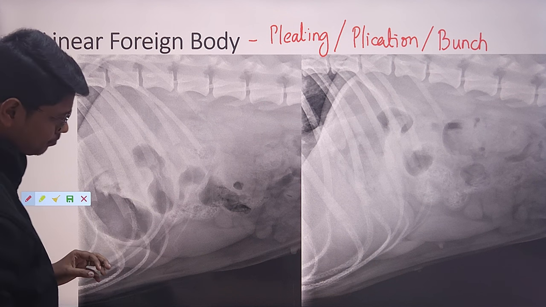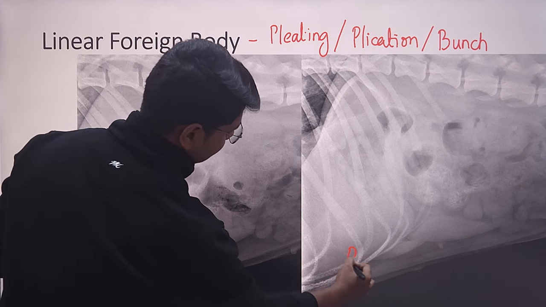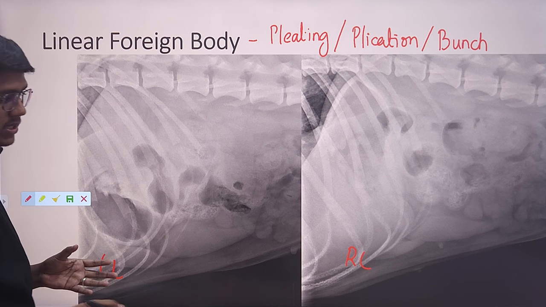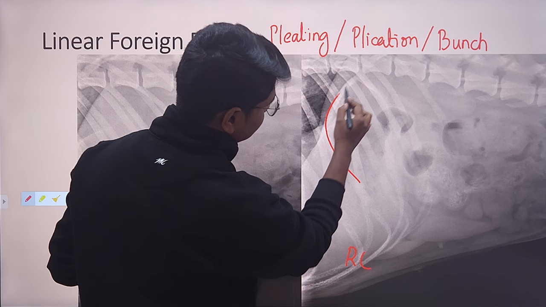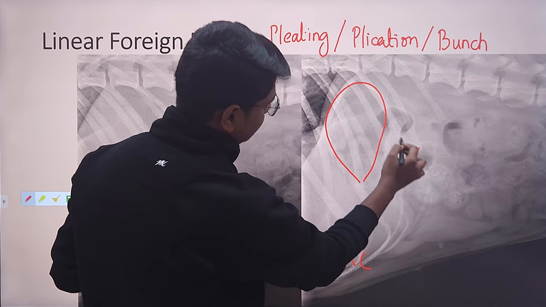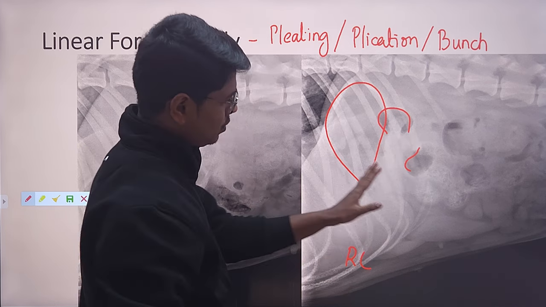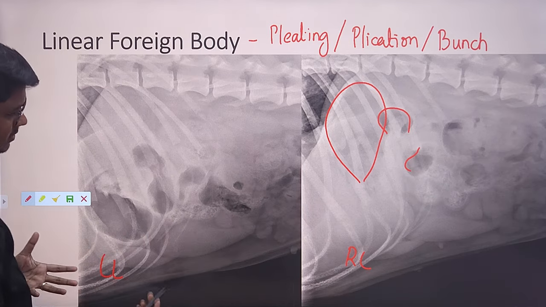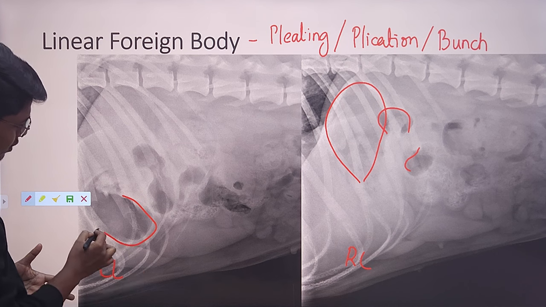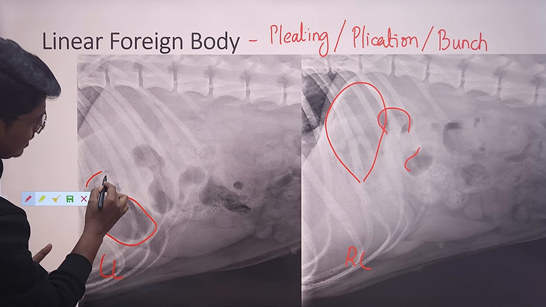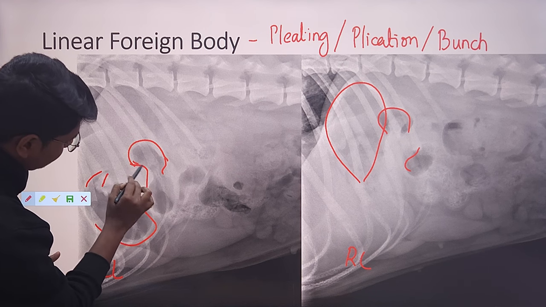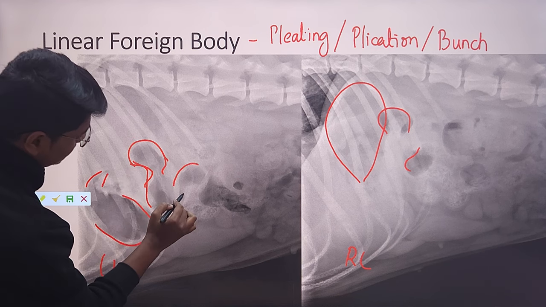Here you see, this is right lateral, left lateral. See how inherent gas can make you diagnose disease. In the right lateral, the fundus contains the gas, though there is some gas present here, but the intestine is not so clear. When you take left lateral, see now the intestine is very clear. This is the pylorus portion from which the duodenum is arising, and it has some plication. See some plication, and this is pleating.